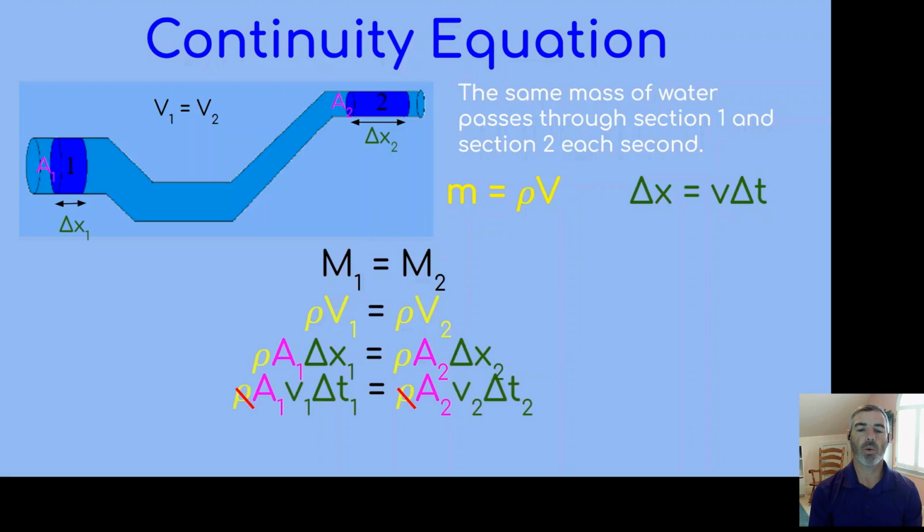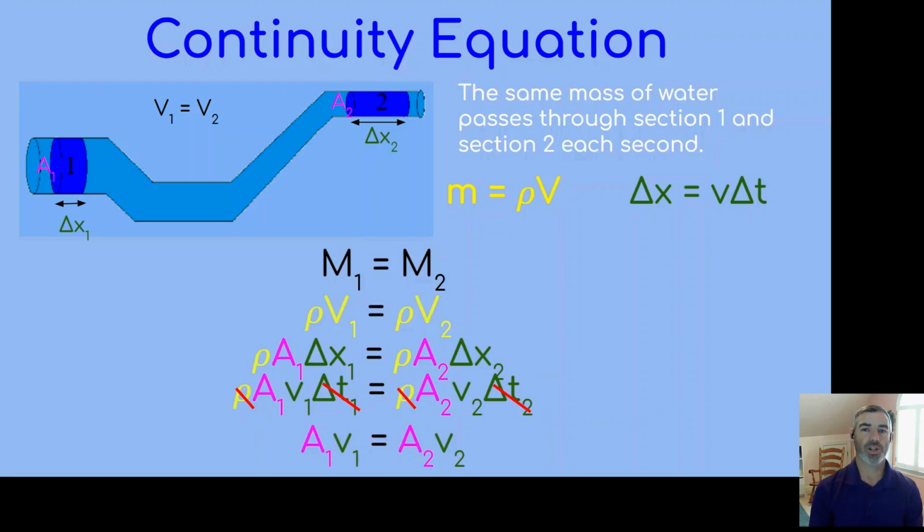And because the water is passing through the pipe, and we know that the flow rate is constant, the same amount of mass is passing through 1 as through 2. That means the time that it takes for the water to go delta x1 and delta x2 is going to be the same as well. So we can cancel out delta t1 and delta t2. And that leaves us with the equation A1 V1 equals A2 V2. And this is known as the continuity equation.